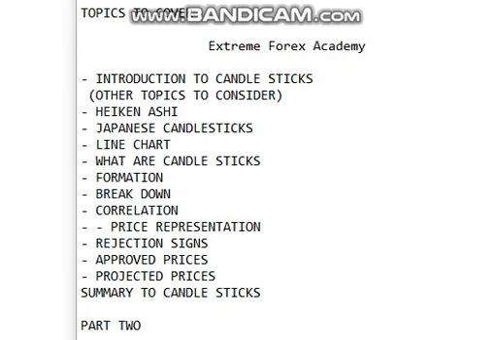Fantastic. So, topics to cover. We're going to have an introduction to candlesticks. Other topics to consider under candlesticks: we're going to look at Heikin Ashi, Japanese candlesticks, and the line chart. What are the candlestick formation, breakdown, correlation, price representation, which is major, rejection signs, approved prices, rejected prices, and we are going to have a summary of candlesticks.